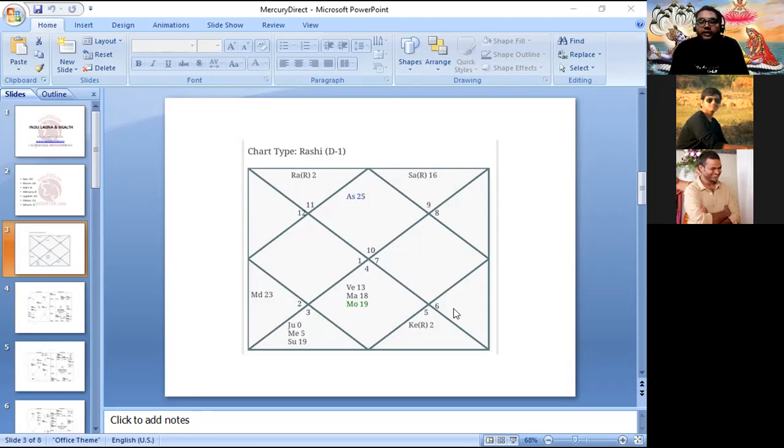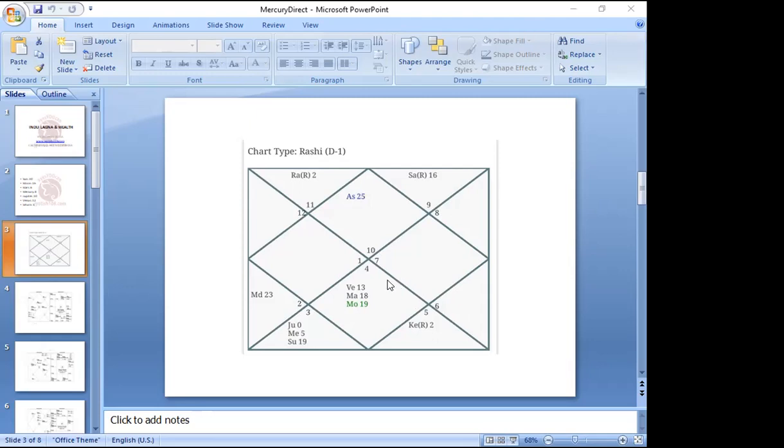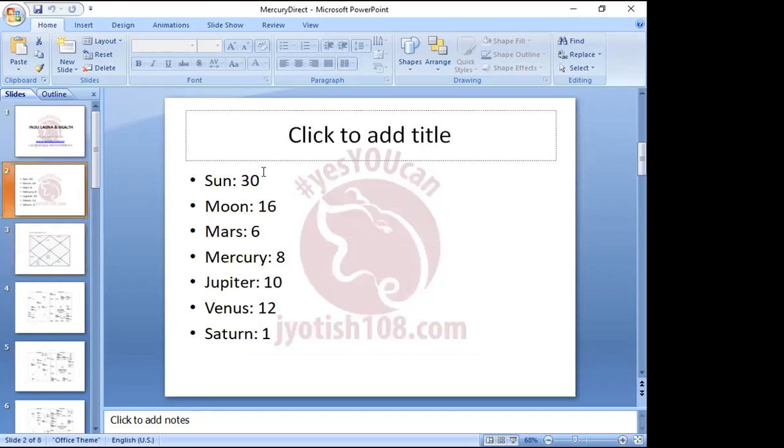All right, so Mercury, as we know, has been given 8 points. Then the 9th lord from the Moon, just calculate it: 1, 2, 3, 4, 5, 6, 7, 8, 9. It is Jupiter. Jupiter has been given 10 points. So the 9th lord from the Lagna is Mercury, the 9th lord from the Moon is Jupiter. So 10 plus 8 is 18.